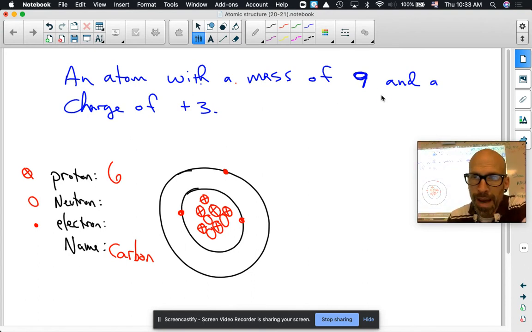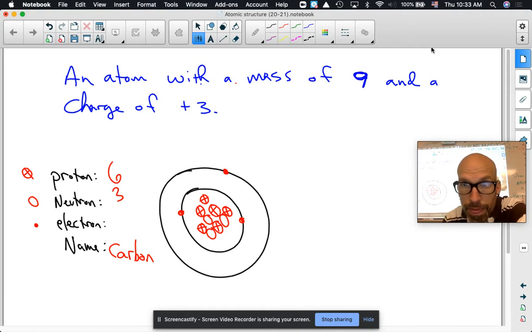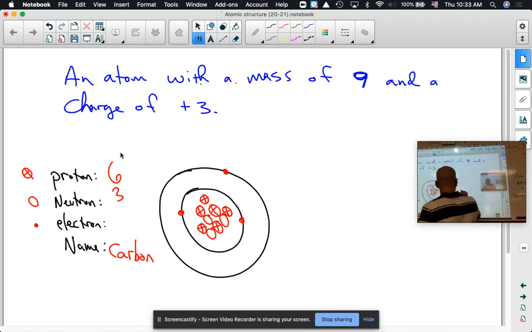Now, my mass is 9. So how many neutrons did I draw? 1, 2, 3. Because these two numbers, proton and neutron number, have to add up to what? The mass number. So these two combined, which again, we've said multiple times, the proton number plus the neutron number equals the mass number.